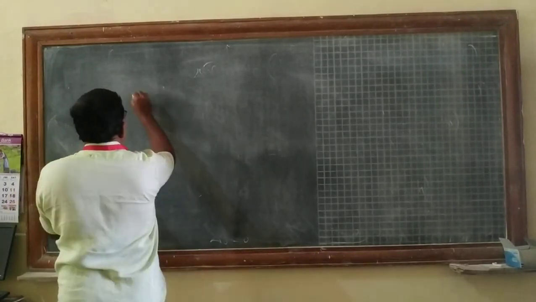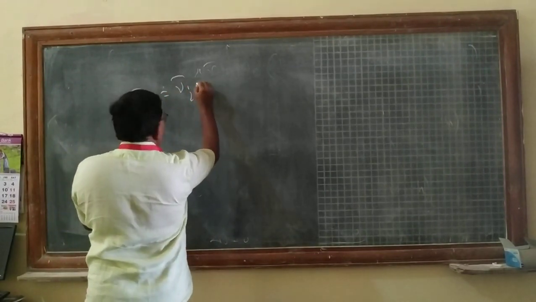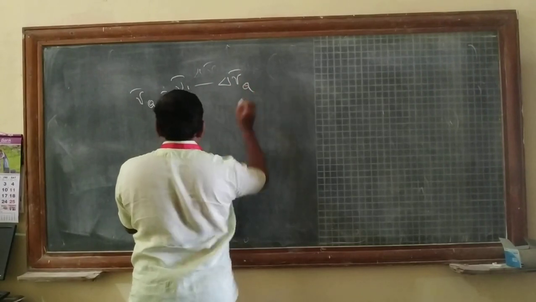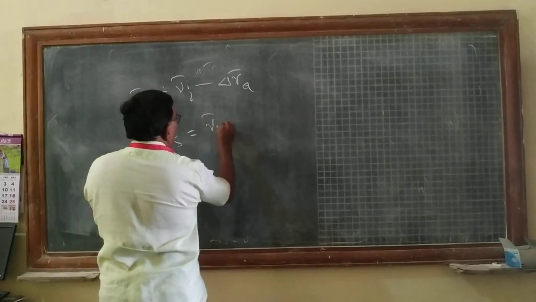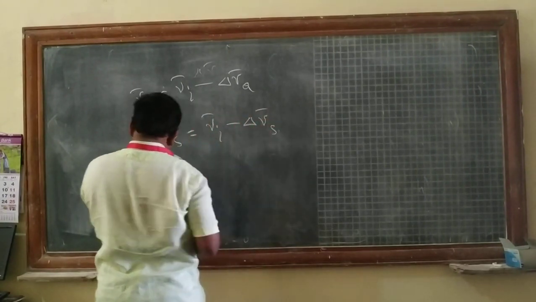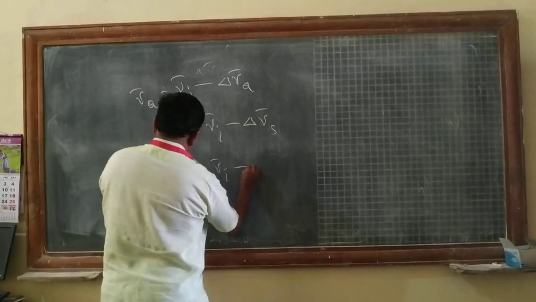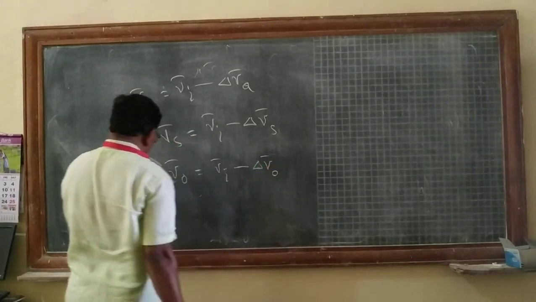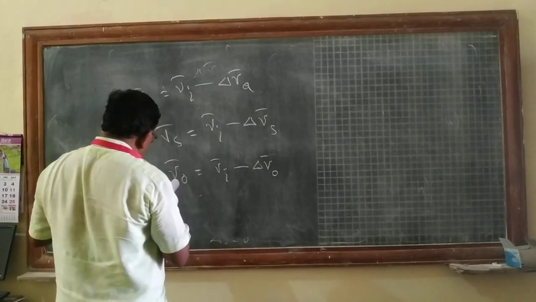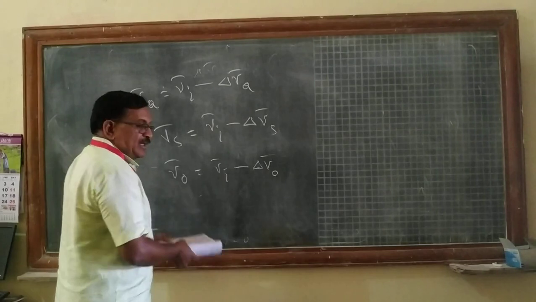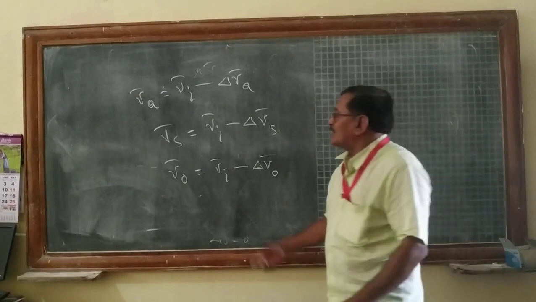In the next step, write down nu bar q is equal to nu bar I minus delta nu bar q, then nu bar s is equal to nu bar I minus delta nu bar s, and nu bar o is equal to nu bar I minus delta nu bar o. These lines will be called Stokes lines and anti-Stokes lines. For those, delta nu is equal to minus 1, usually weak. So Stokes and anti-Stokes lines are very weak.